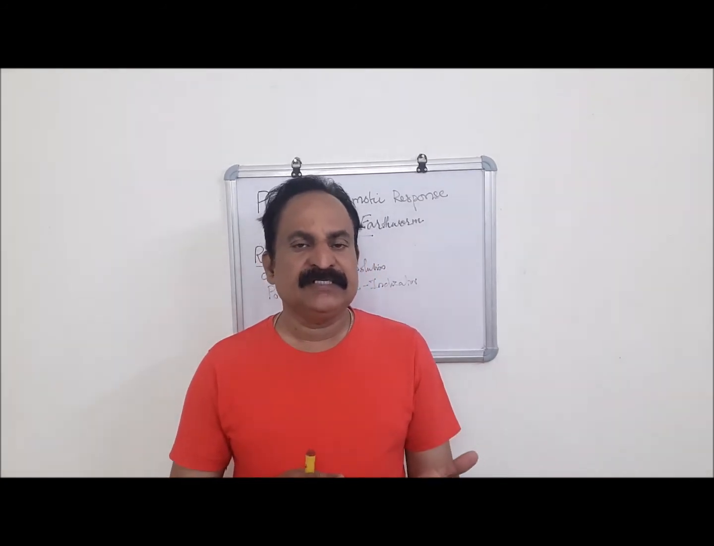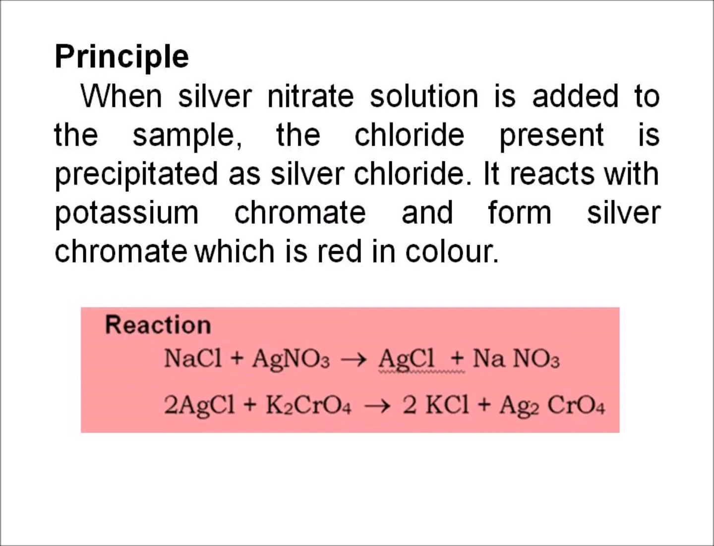Have a look at the principle of this experiment. When silver nitrate solution is added to the sample, the chloride present is precipitated as silver chloride. The excess silver nitrate reacts with potassium chromate and forms silver chromate, which is red in color. The reaction is shown here.